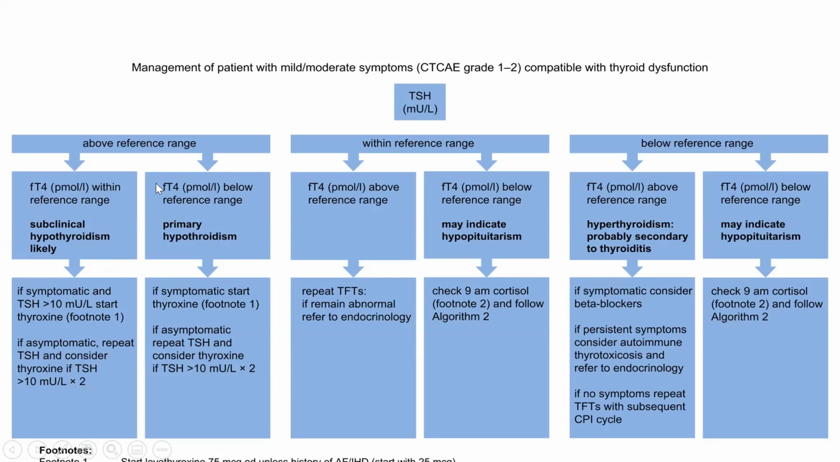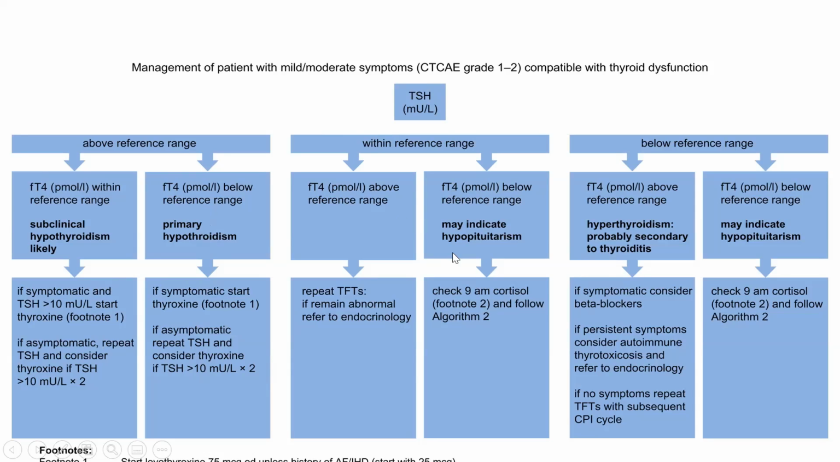Second thing, we are talking about primary hypothyroidism. So in this, again, the TSH is of course above the reference range and the FT4 is below the reference range. In this case, if the patient is symptomatic, directly go for treatment with thyroxine. If asymptomatic, repeat TSH and consider thyroxine again if TSH is more than 10 on 2 occasions. So this is very important to note for the exam. Again, these can appear as question scenarios in the exam. So it's important to note the thyroid problems which can occur with these checkpoint inhibitors.